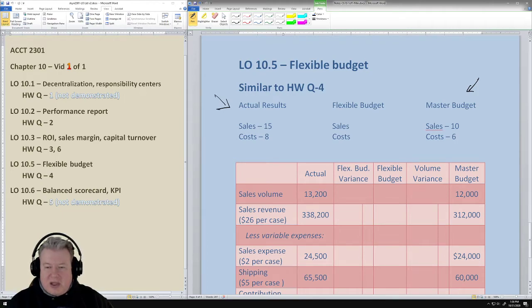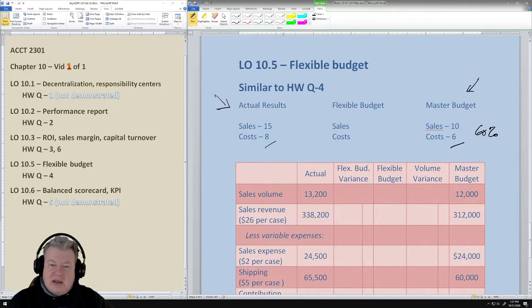And let me give you a simple example. I'm not going to say these are dollars or items or whatnot, but let's just say that your master budget is 10, and you're expecting that the costs are 6. So if you notice, this is a 60% ratio here. Well, your actual sales were 15 and your actual costs were 8. Did you do better or worse? Well, you have more costs, obviously, 8 versus 6, but you also had more sales. So it's hard to directly compare whether you did better or worse.